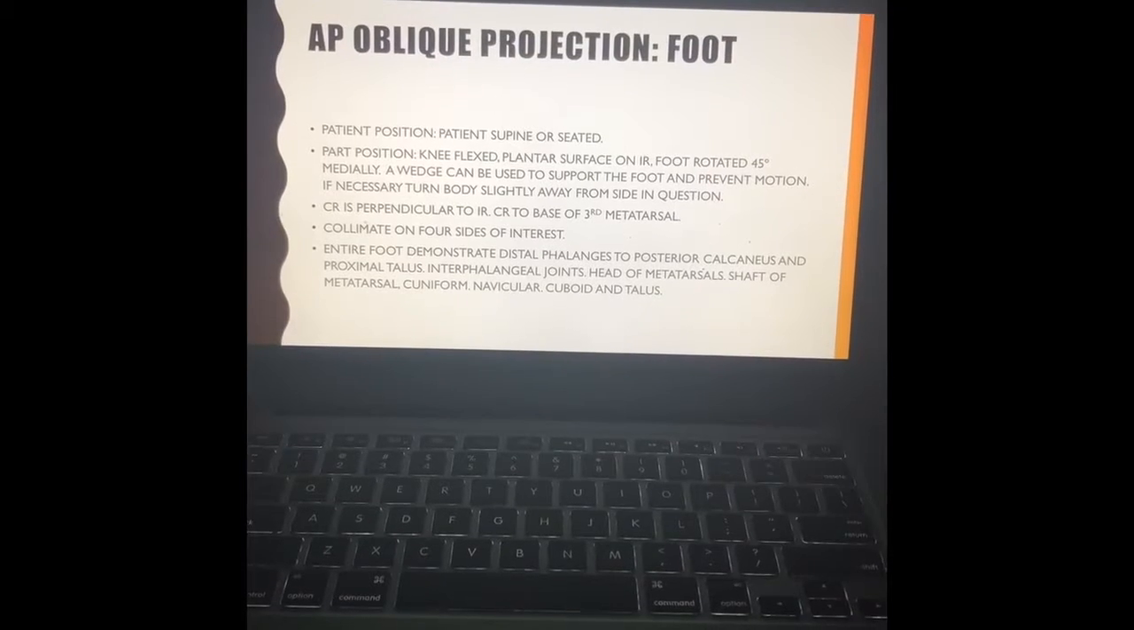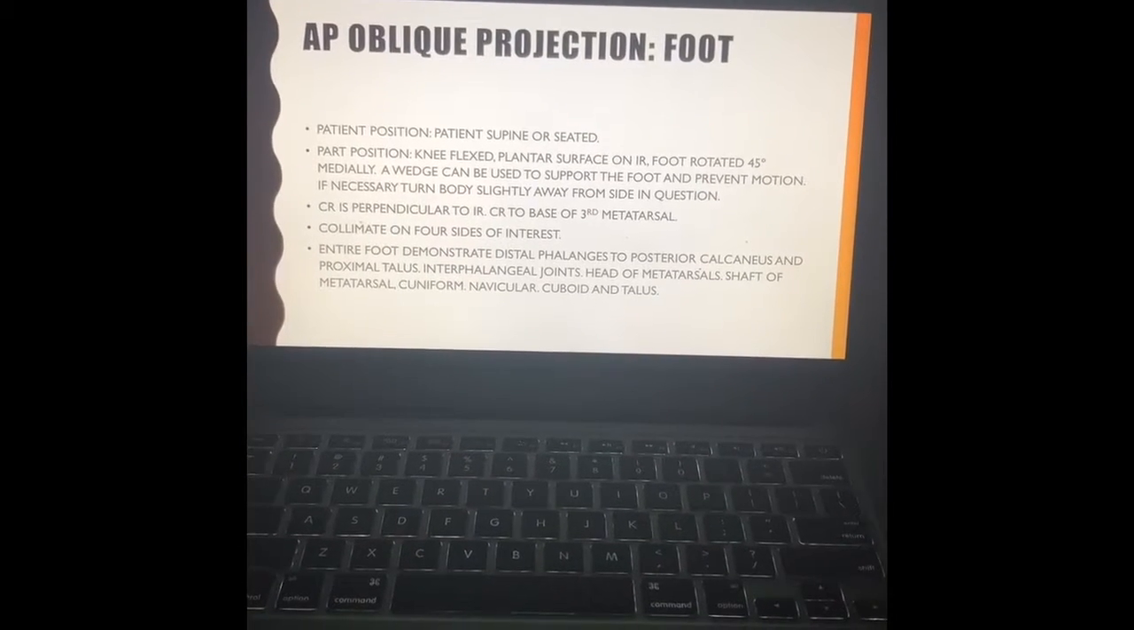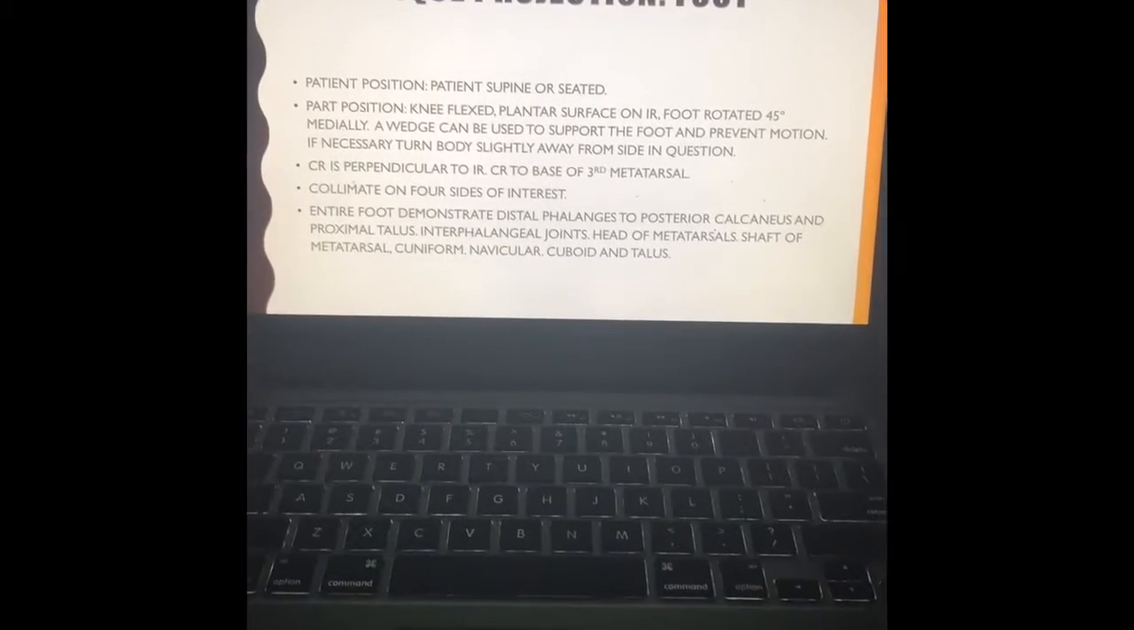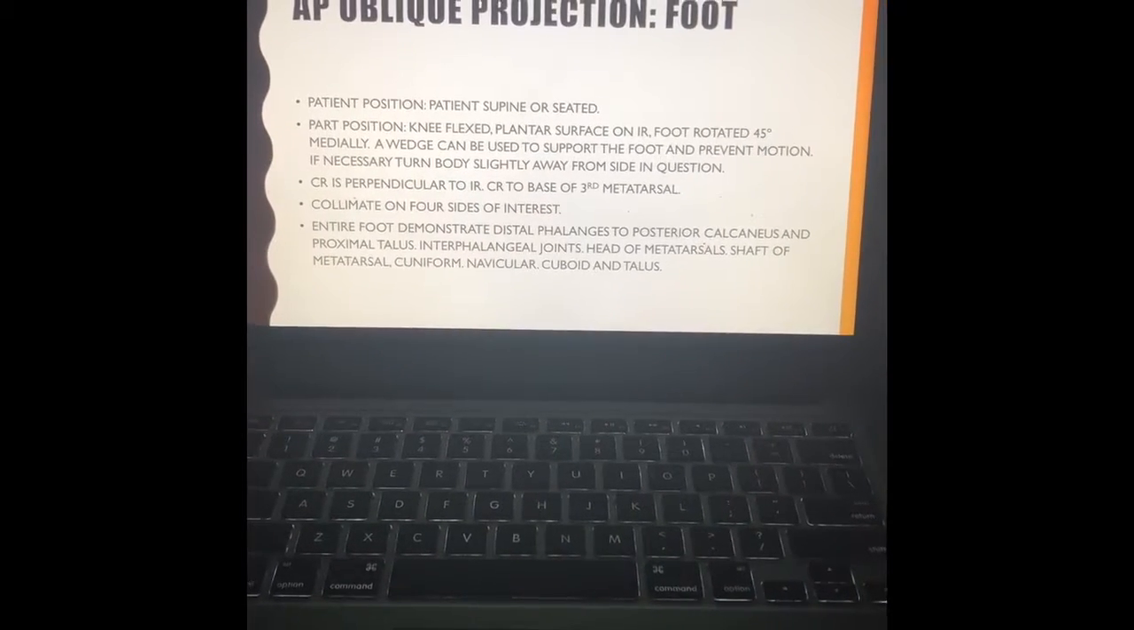CR is perpendicular to IR. CR is directed to base of third metatarsal. Collimate on 4 sides to area of interest.